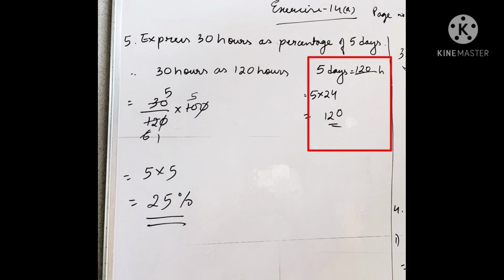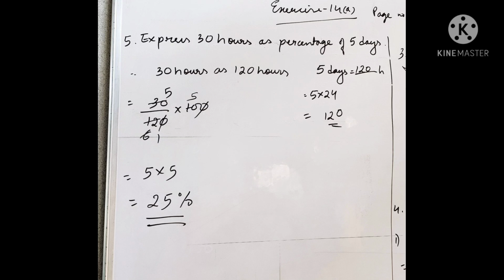So 5 days, converting days into hours, we multiply by 24, isn't it? So 5 days means 120 hours. So we need to find now: 30 is what percentage of 120? So we can consider 120 is our 100%. Alright, now 30 is what part? To do this, you need to write 30 first in the numerator, and in the denominator you will be writing the total given. So 30 by 120 into 100.